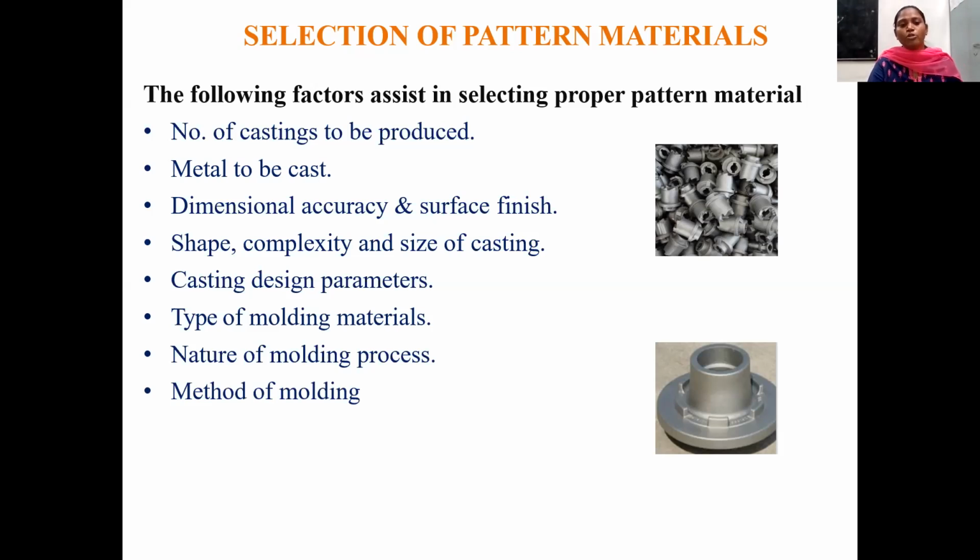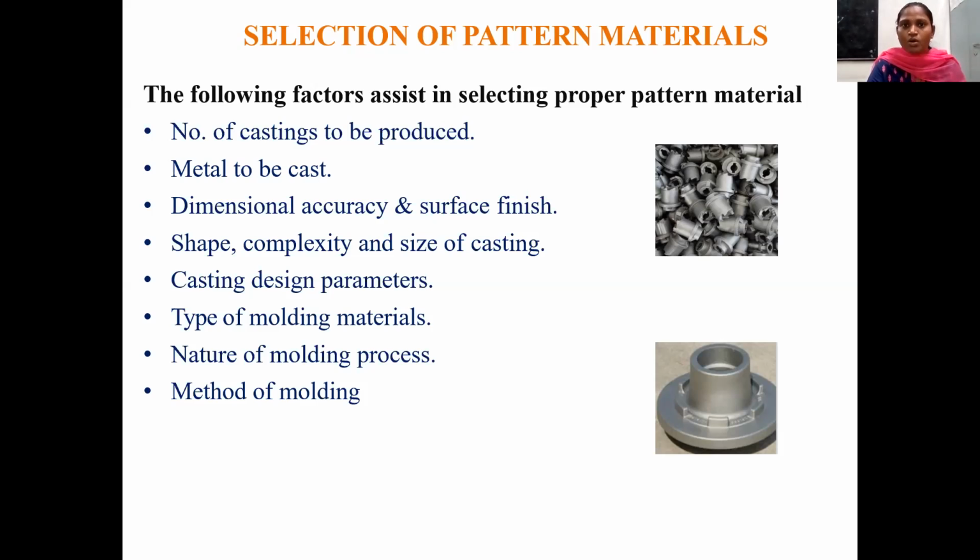Next, method of molding. Which type of molding method can the foundry man choose? He can choose either hand molding or machine molding. In case of hand molding, what type of pattern material is selected? And in case of machine molding, what type of pattern material should be selected? Depending upon that criteria, we have to select the proper pattern material. If he is going for hand molding, metal patterns are selected. If he is going for machine molding, also metal patterns are selected.